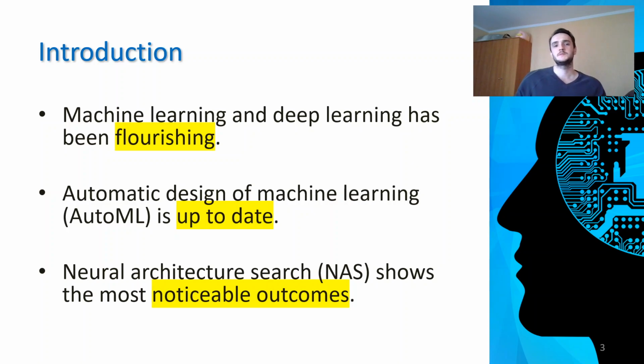So, for the past years, many researchers and engineers have been involved in developing and optimizing deep neural networks. The process of neural architecture design and tuning its hyperparameters remains monotonous, time-consuming, and does not always ensure optimal results. In this regard, the automatic design of machine learning, commonly called AutoML, has been widely utilized, and neural architecture search, called NAS, has been actively developing in recent years.